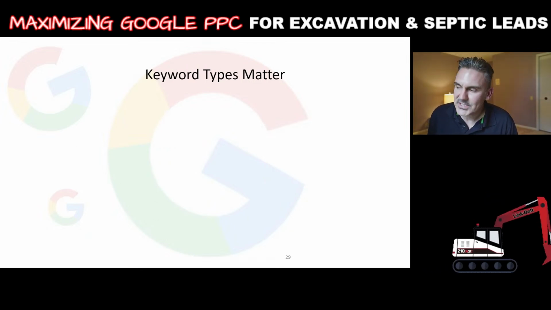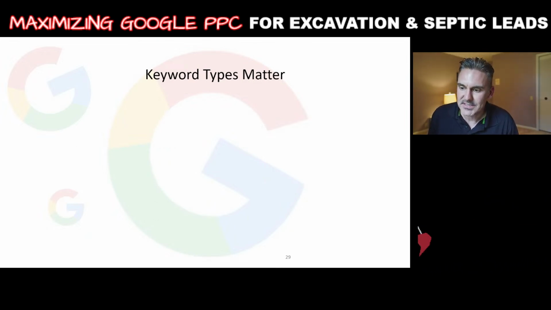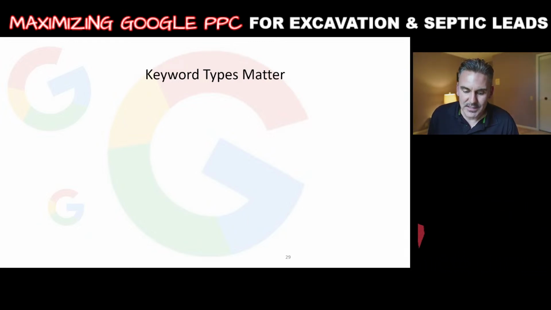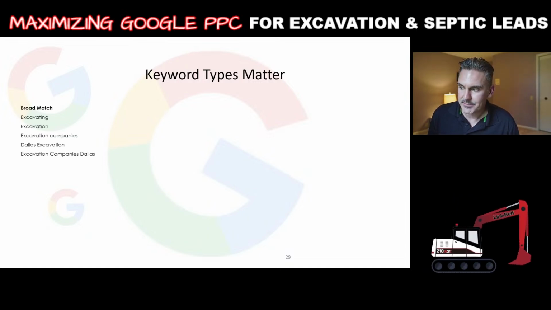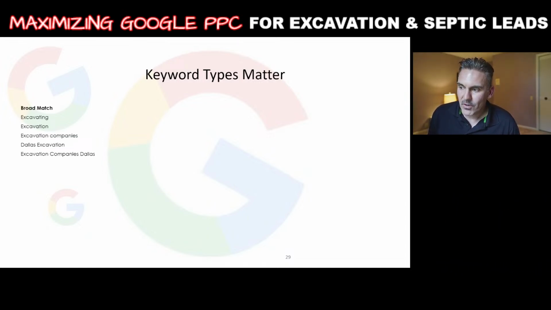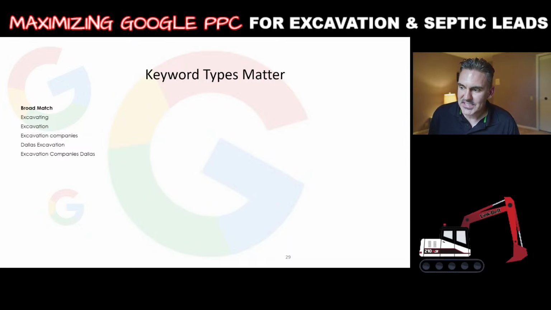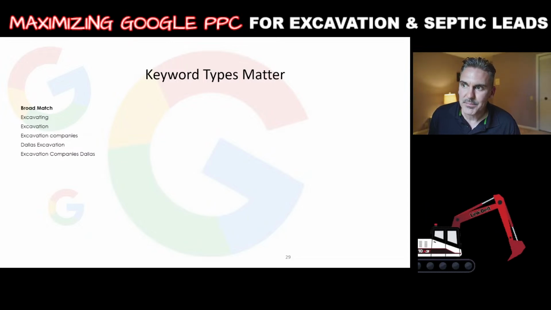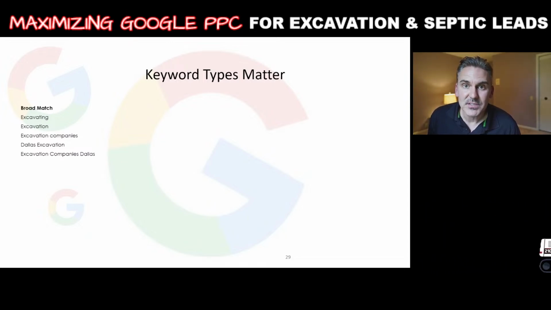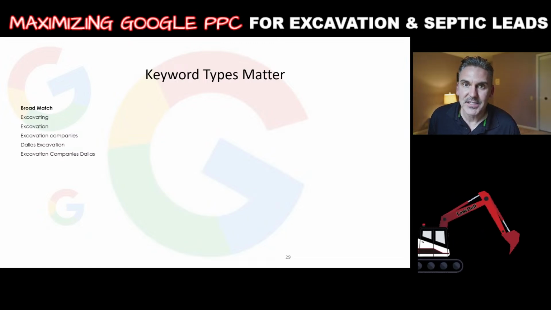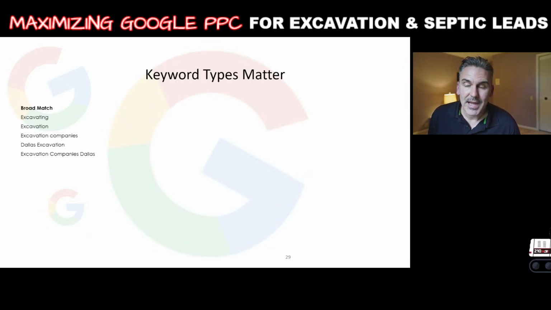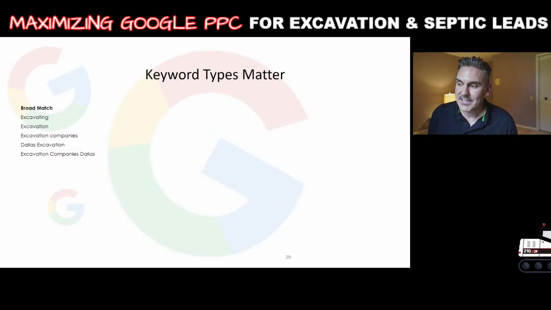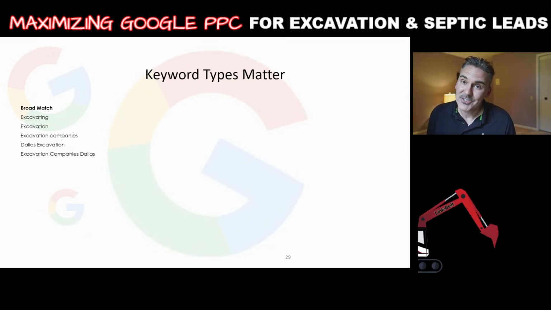And then keyword types matter. Let me give you some examples. This is a great way to make sure you don't overspend your budget. Broad match would be targeting keywords just like that, excavating, excavation, and so on. The problem with that can be that if someone were to type in excavation jobs or excavation jobs near me, your ad would show up. And that's not a customer, right? That's someone looking for employment. And so if they click on your ad, you're still charged for it.